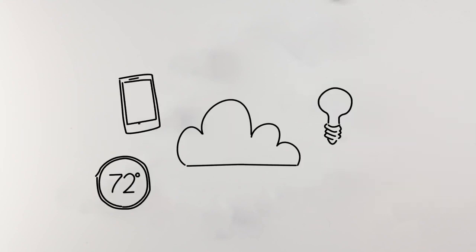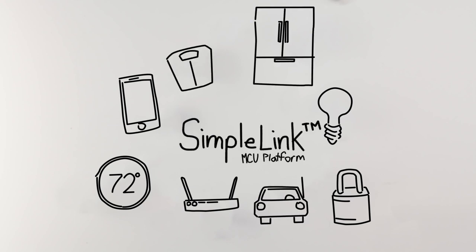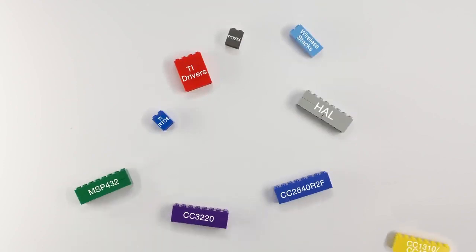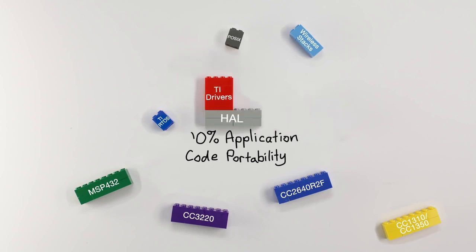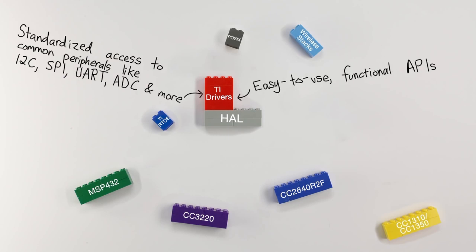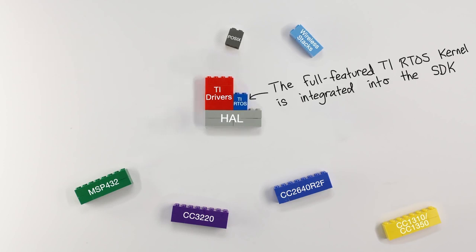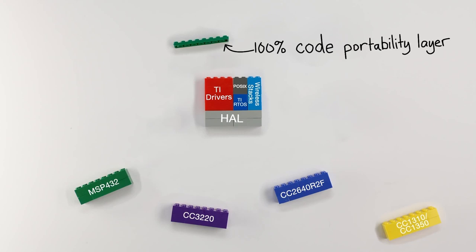At TI, we understand the IoT landscape changes quickly and developers are constantly adapting. The new SimpleLink platform is here to help. Within a single software environment, developers now have access to a broad, scalable portfolio of microcontrollers that allow 100% application code portability. How do we do this? It starts with TI drivers, a collection of completely portable, easy-to-use functional APIs for the SimpleLink MCU peripherals, all built on a consistent hardware abstraction layer. TI RTOS is then integrated into the Software Development Kit, or SDK. Industry-standard POSIX APIs enable application code portability between various RTOS kernels, along with connectivity options and wireless stacks.